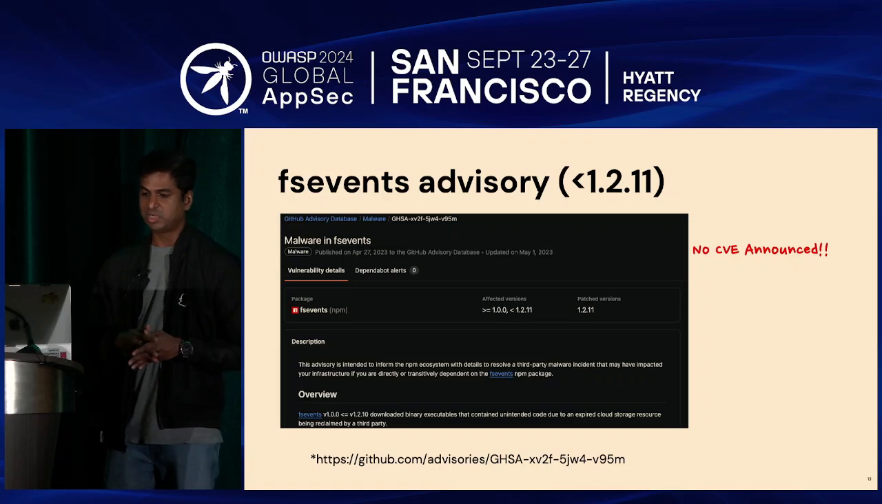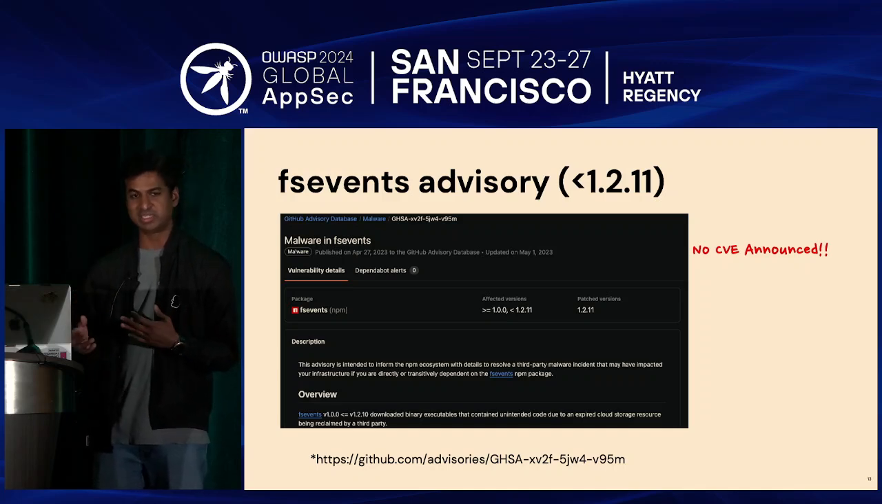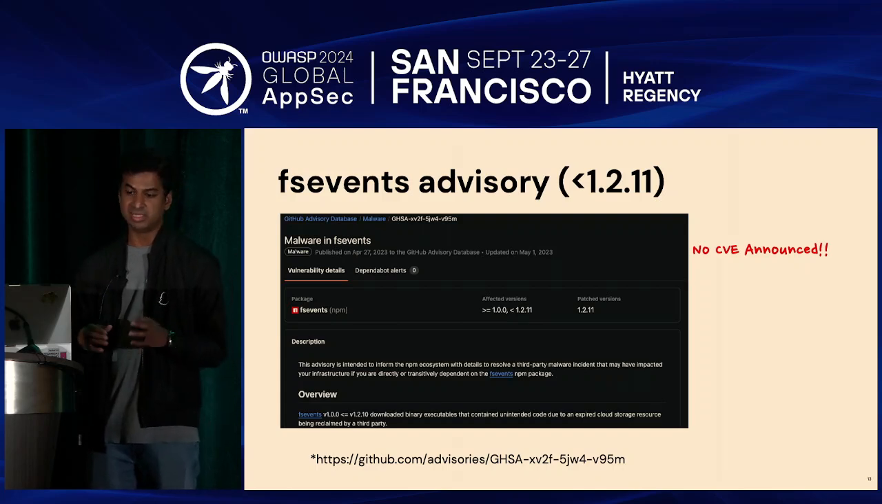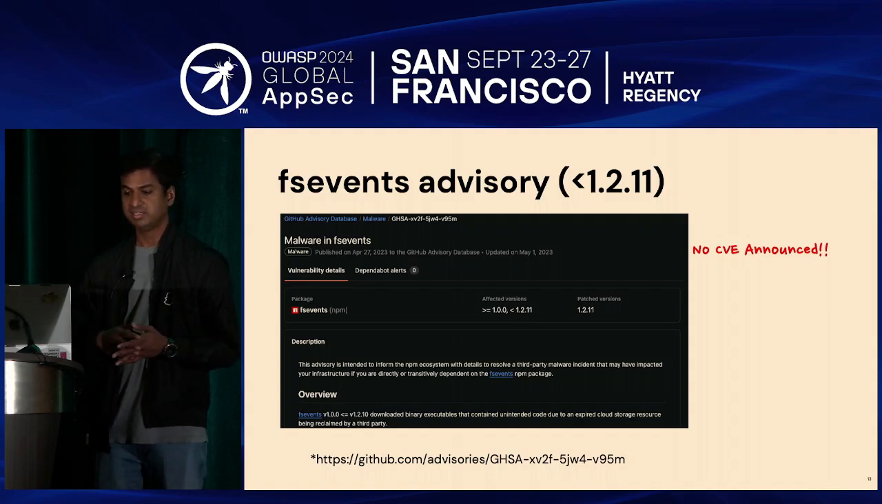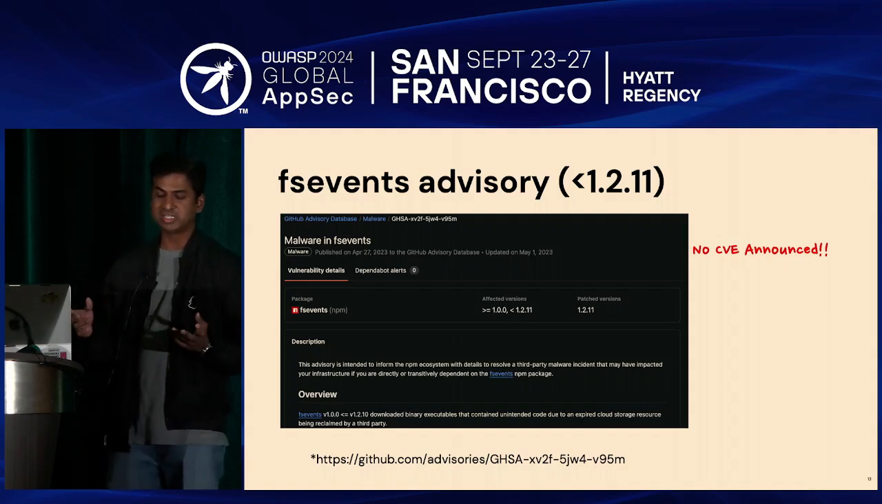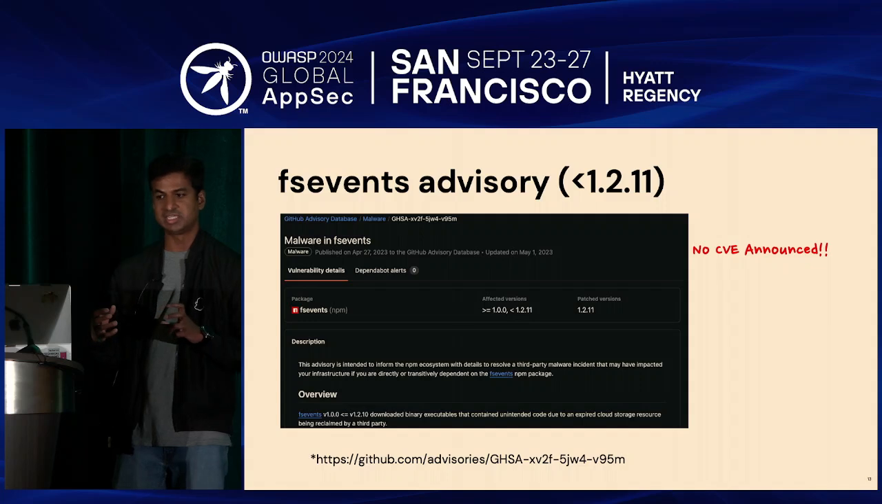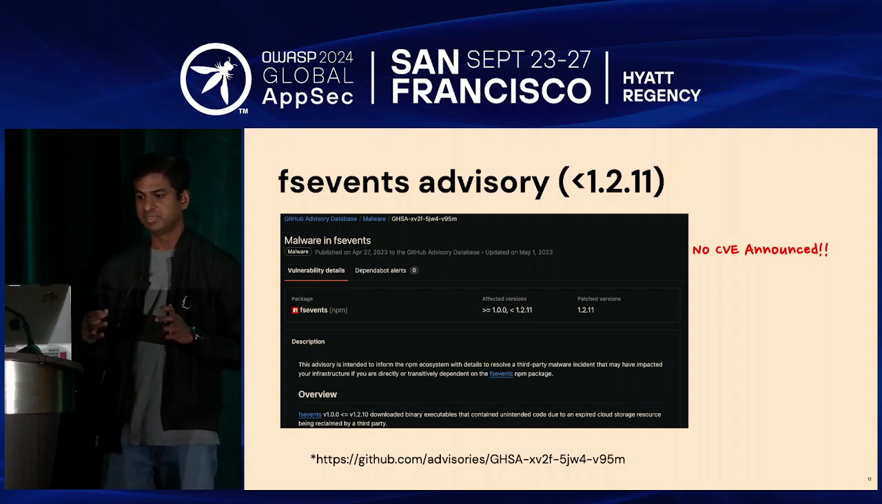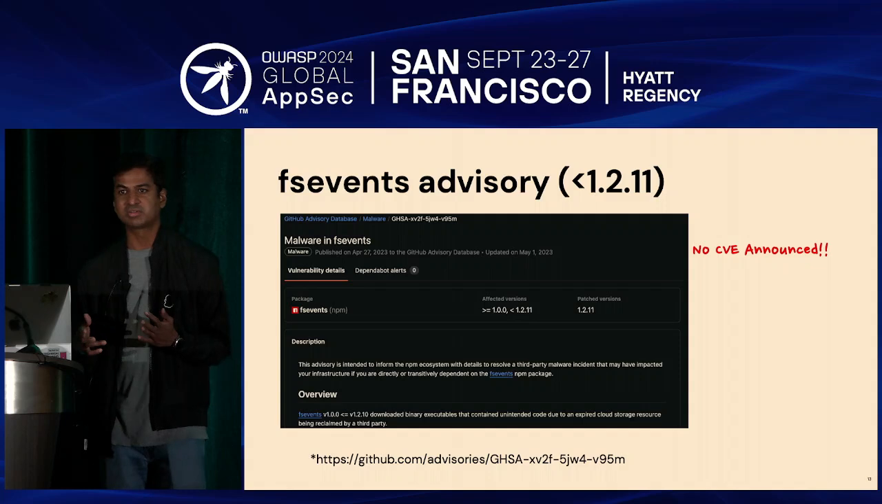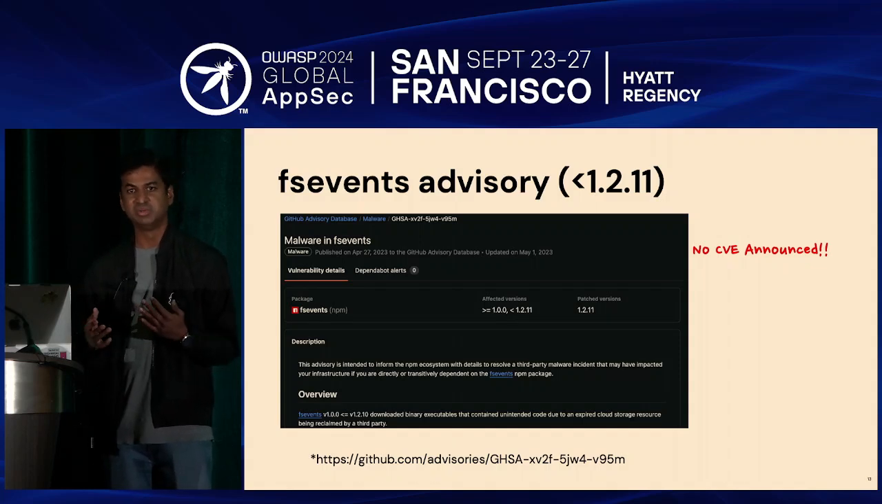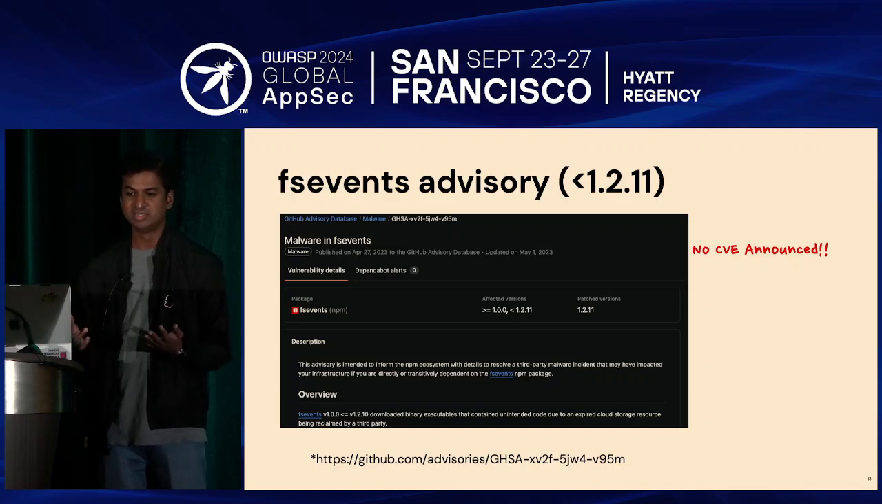So what happened was last year in April, there was an advisory created on GitHub that talked about a security vulnerability in FS Events, which can lead to RCE. The issue here was that there was no CVE associated with this, and because of that, it was not caught by any of our open source vulnerability scanners, because they mostly look at CVE databases for finding open source vulnerabilities.